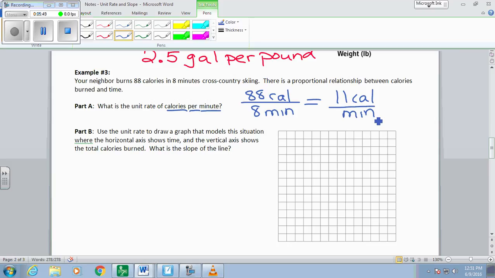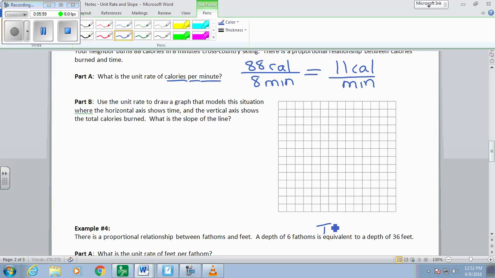Part B states, use this unit rate to draw a graph that models the situation where the horizontal axis shows the time. So let me move this down a little bit. This will be the time. And the vertical axis shows the total calories burned.